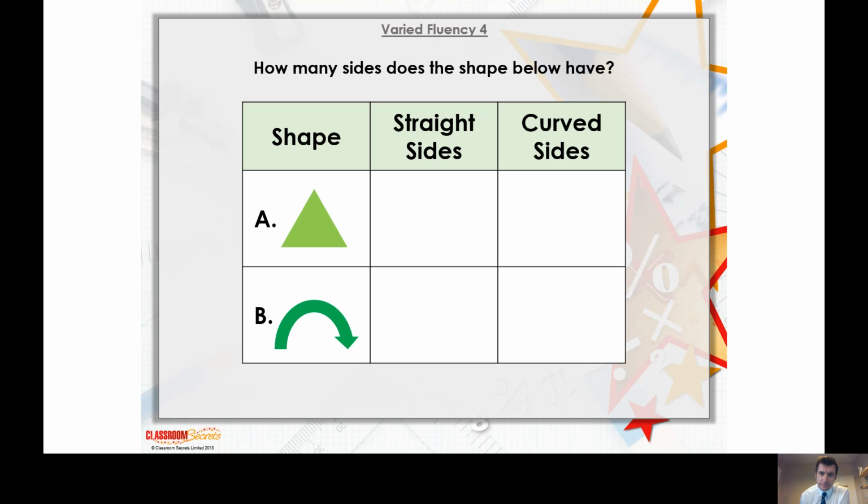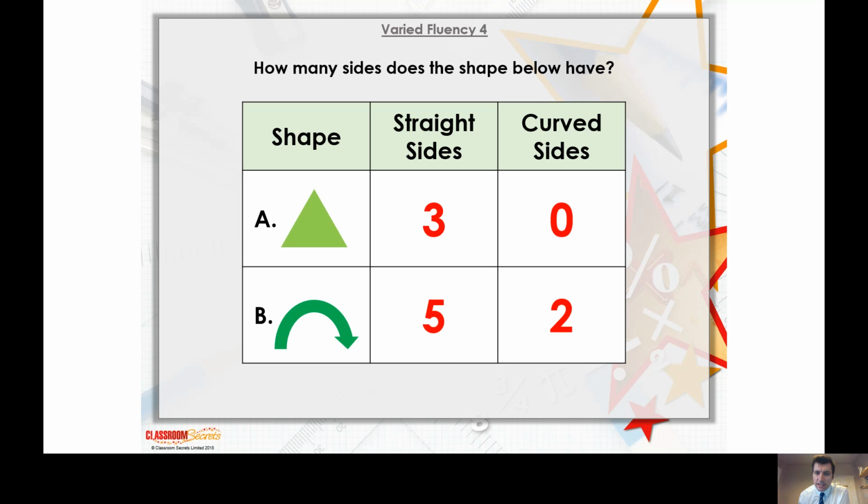Okie dokie, guys. Final one, guys, here. We've got 2 shapes, A and B. Have a think how many straight sides they've got and how many curved sides each one's got. If you want to draw a table, you can do. You don't have to if you just make a little note to yourself. This is about reminding ourselves of prior learning.